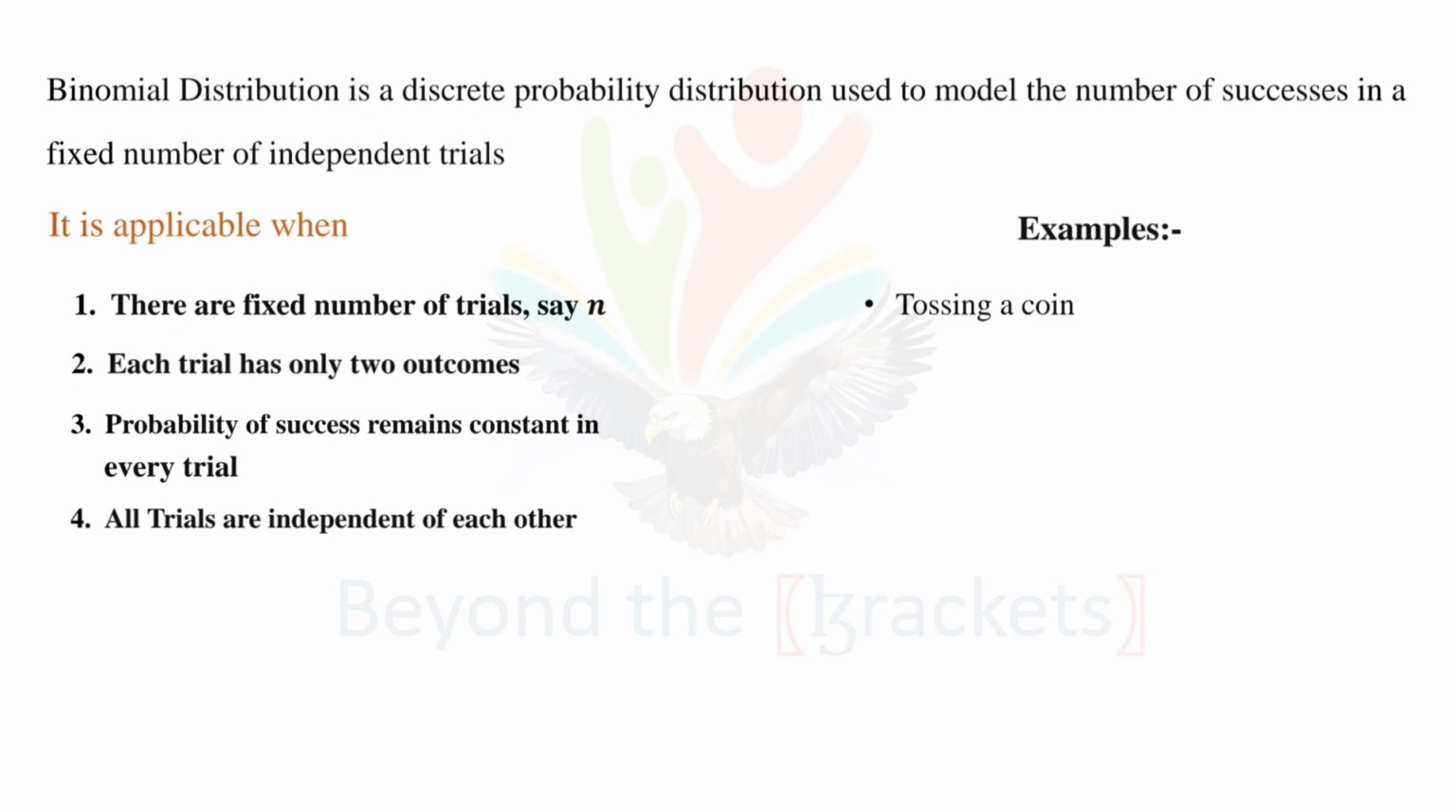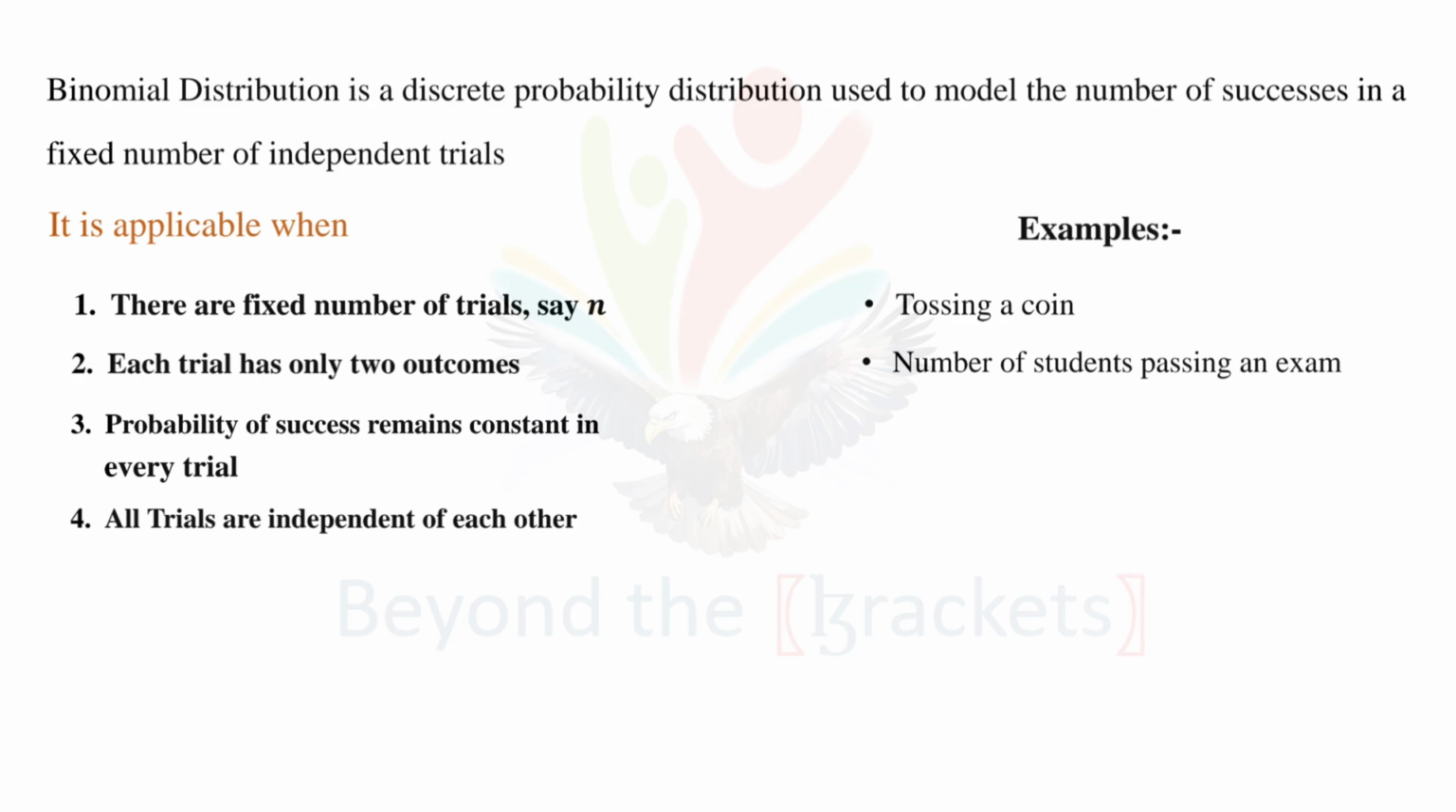As a second example, consider the number of students passing an exam. Suppose the experiment is conducted on 100 students or 1000 students. So the number of students is fixed, so there is a fixed number of trials. Each trial has only two possible outcomes: either the student passes or the student fails. If passing is considered success, then the probability of success remains the same for every student. Also, the result of one student does not affect the result of another student. So the trials are considered independent.